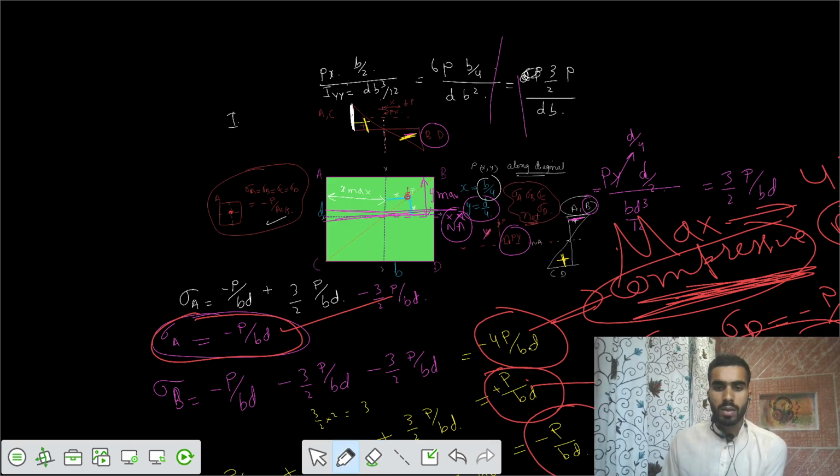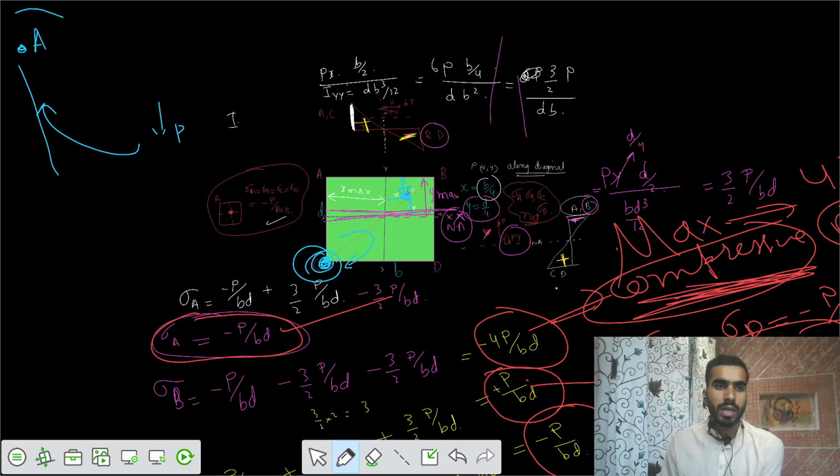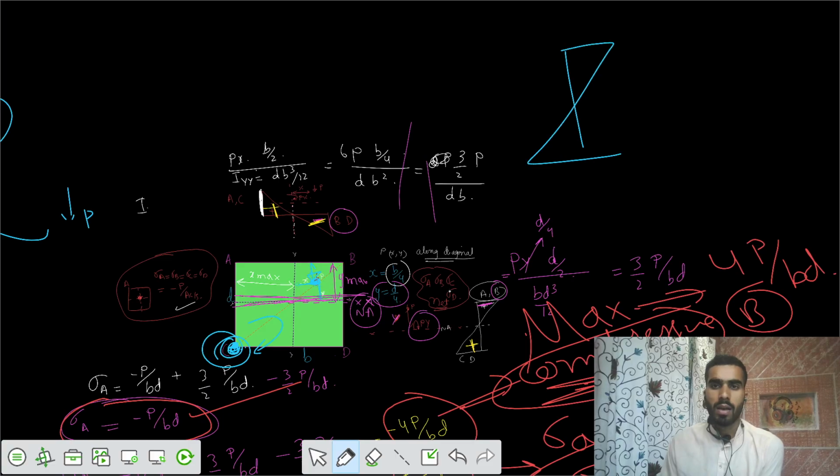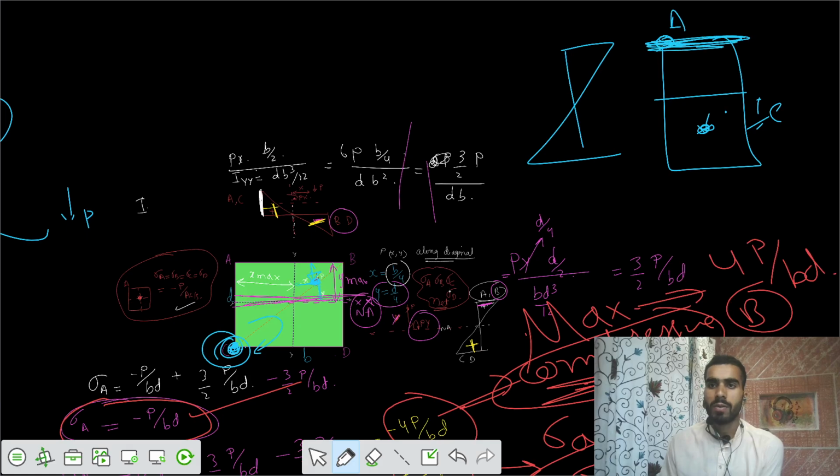So the conclusion is that if your point is away from the eccentricity, away from the load, there is development of tensile stresses on this point. Based on this, if you have this neutral axis and you are applying load of P here, that means at some eccentricity, on these fibers we have tensile stresses, and at the bottom we have compressive.